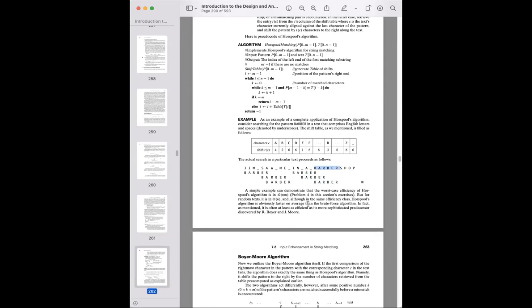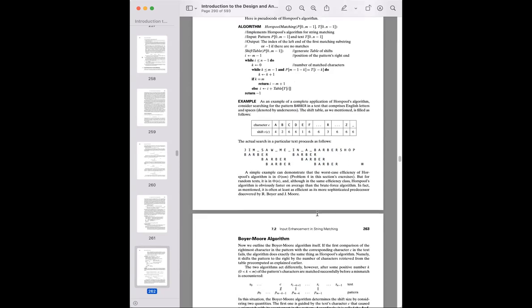So the worst case efficiency of this is going to be big O of NM. It's not bad, could be worse. All of that was Horspool.